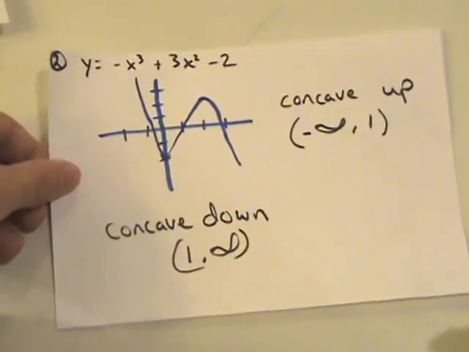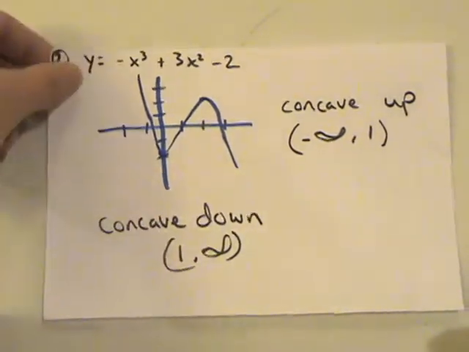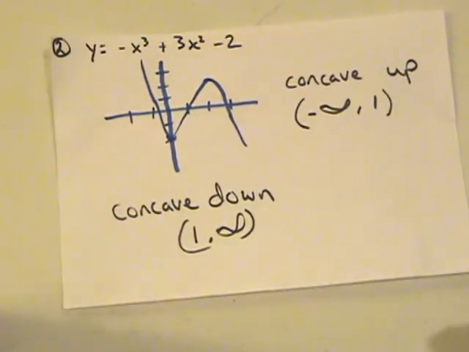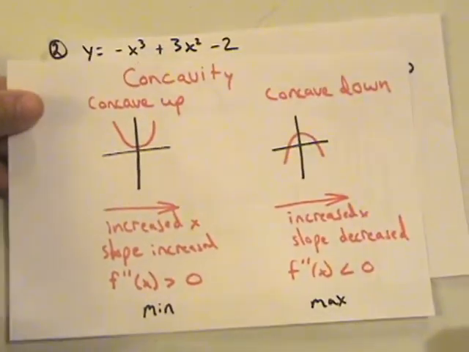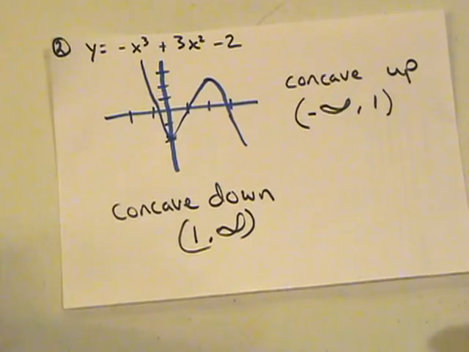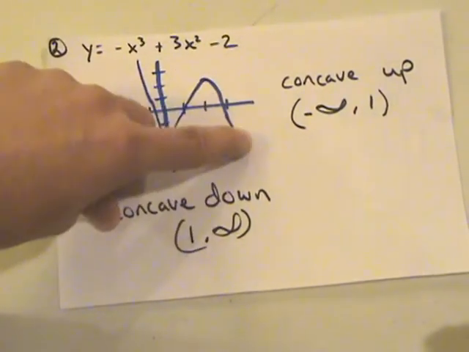So let's look at number 2. Number 2 is just asking us to determine the open intervals on which it is concave up or concave down. And when we remember that concave up is shaped like a cup, that helps, and concave down is a frown. So looking at it like that, we can see that it begins as a cup at the very beginning, and then it turns to a frown.